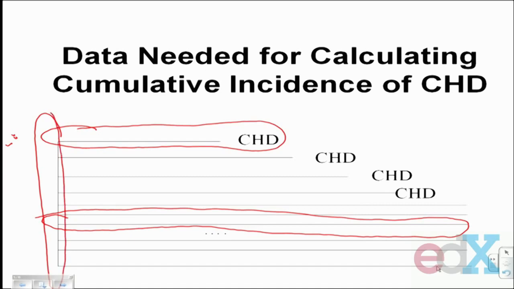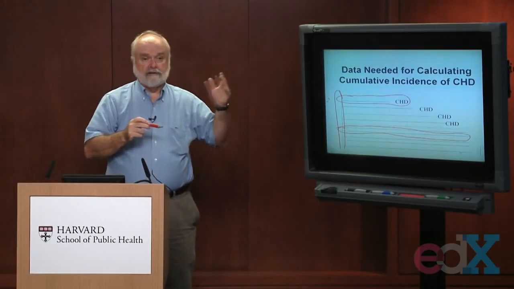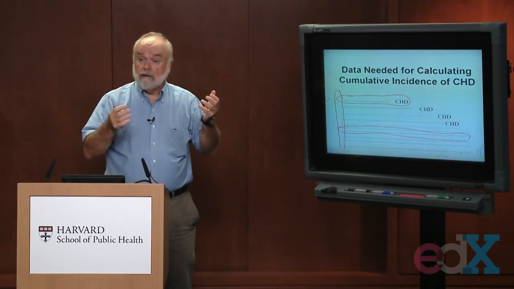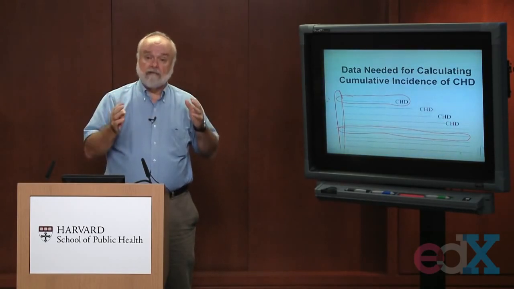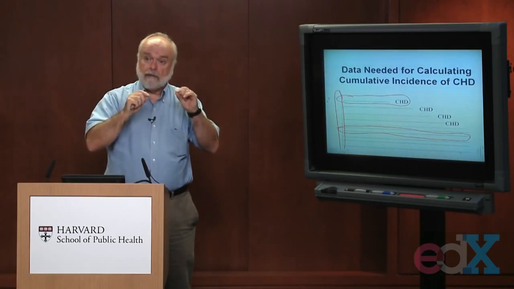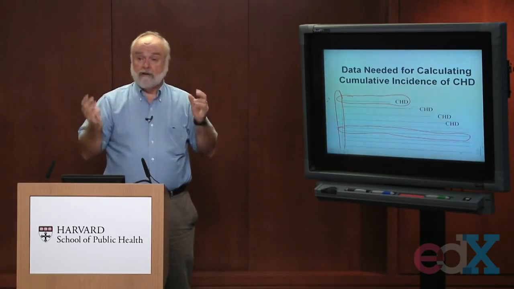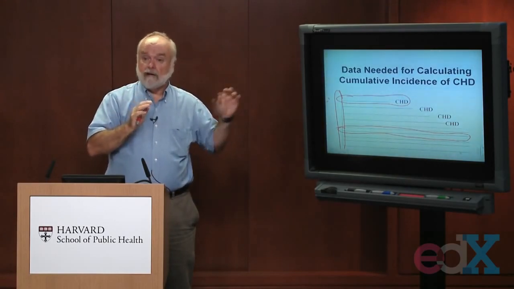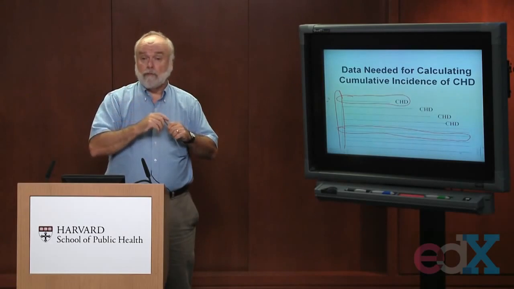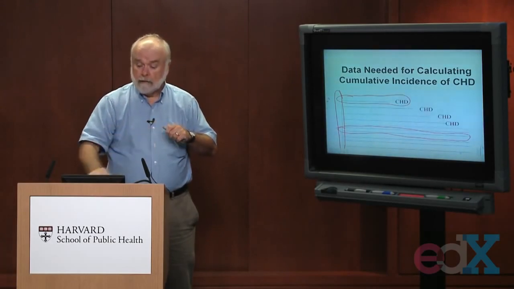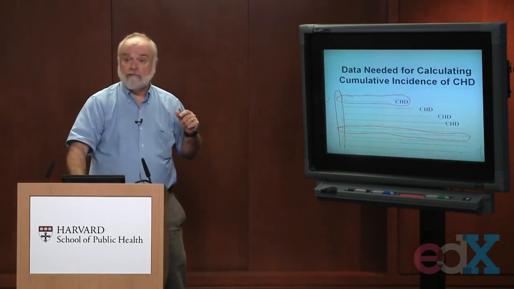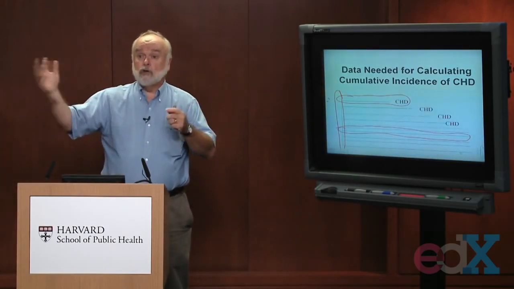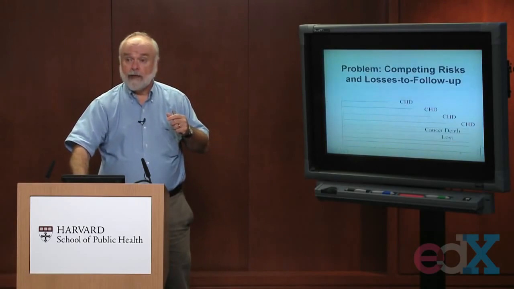And the left-hand margin of this diagram, where the lines begin, is the beginning of the study, time 0. We want to be able to say at the end of the study whether each of these people in our population at risk either did or did not develop coronary heart disease. This is the data we need to have to calculate cumulative incidence using the formula we did in the previous example. But this is probably not what you're going to see in real life, especially if you follow people for 10 years, 20 years, 24 years, as in the case of your Framingham data.